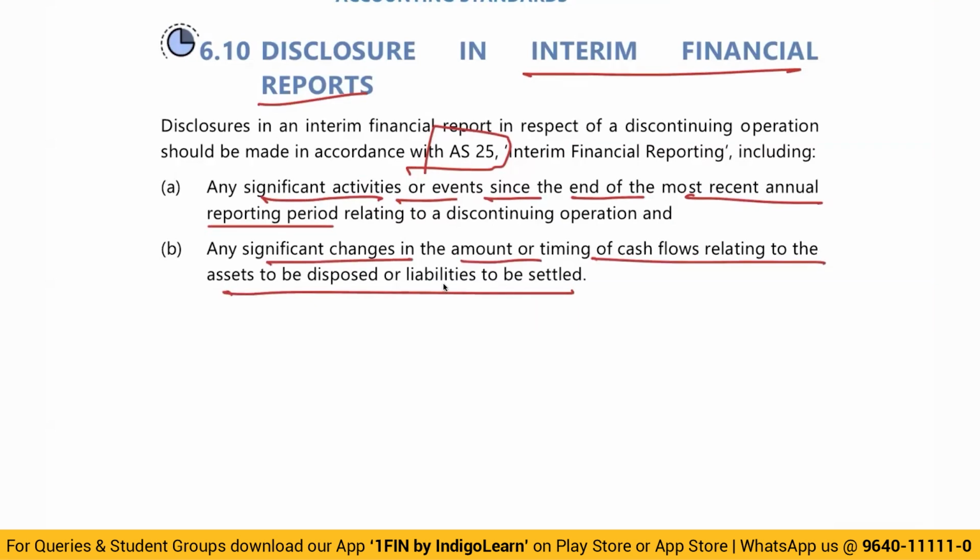So the interim period also you should treat as if it is a full financial reporting period. And if there is any significant change as compared to the most recent annual period which has been reported, or the previous year end you can consider, then you should disclose any significant activities or any significant changes in the cash flows.